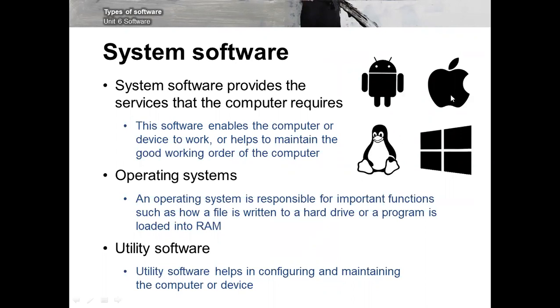And some part of the system software. These are like Apple and the Windows. This is Linux. This is Android, right? These are system software and the operating systems as well. So the system software provides the services that the computer requires. This software enables the computer or device to work or helps to maintain the good working order of the computer. What does it mean? It means that it is going to enable every application software to run on the system software.